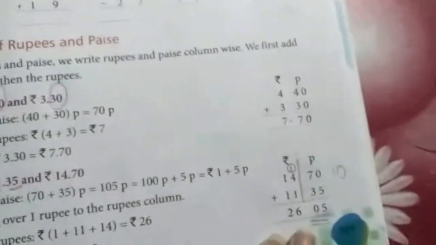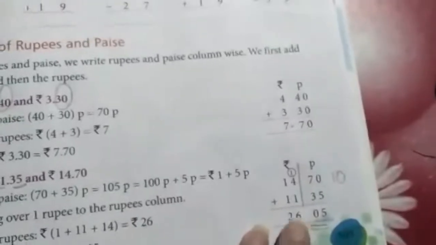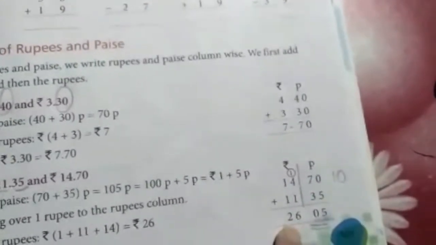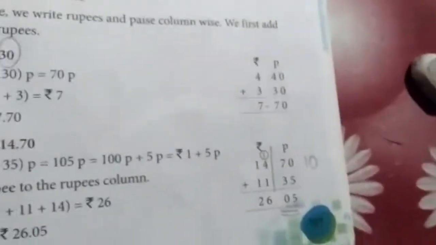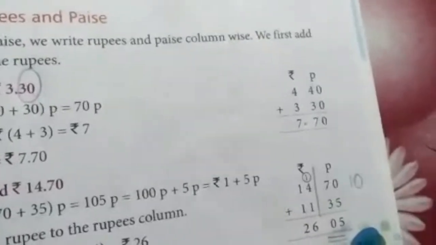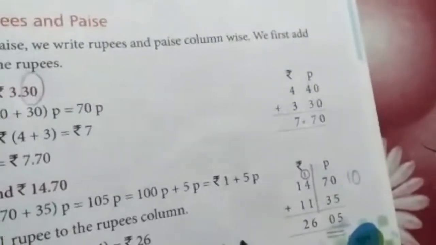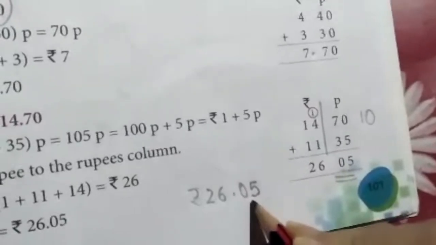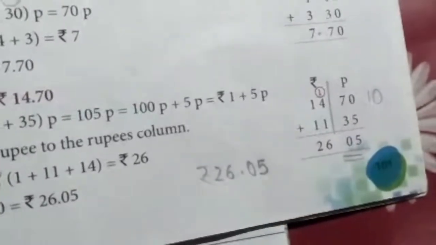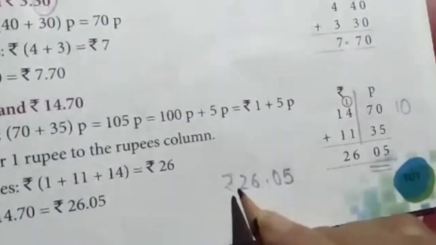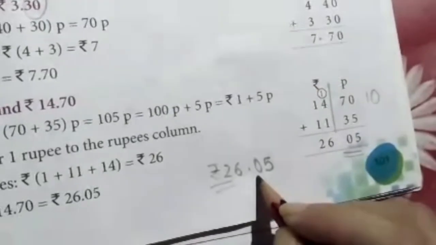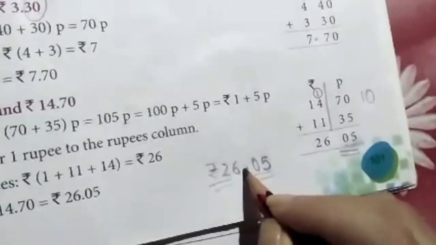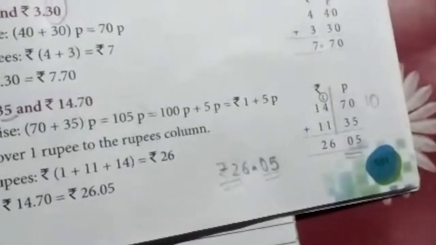Like we used to add with carrying, the same way we add the rupee part. Now it becomes 26 in the rupee and 5 in the paise. So that becomes 26 rupees and 5 paise. If I have to write it in figures, I write 26 for the rupee, put a small dot in between, and write 5. So that becomes 26 rupees and 5 paise. Clear?